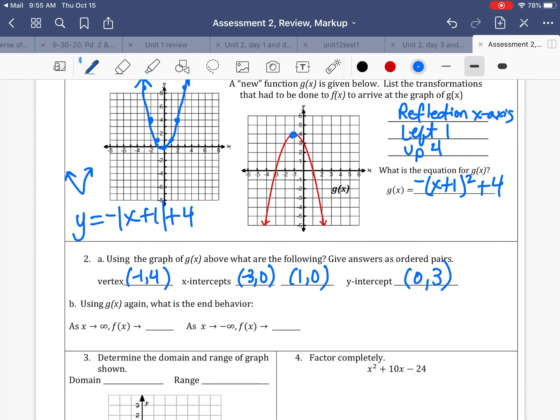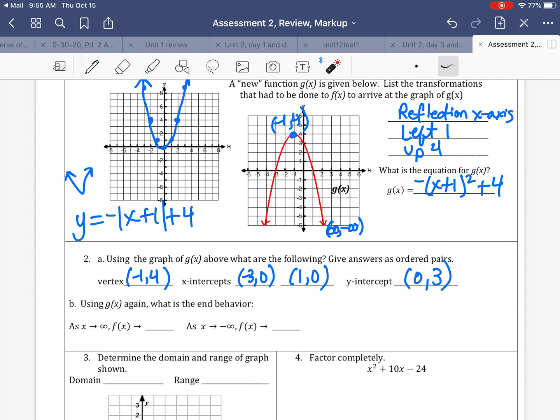Okay, and my end behavior. So my end behavior right here, let me mark this up a little bit. I got negative 1, 4. And then my end behavior are these arrows right here. This arrow is on the right, so that's going to positive infinity, and this is going down, so that's negative infinity.